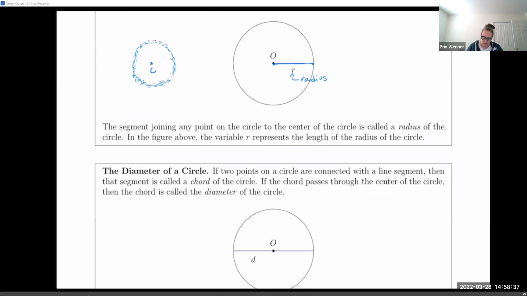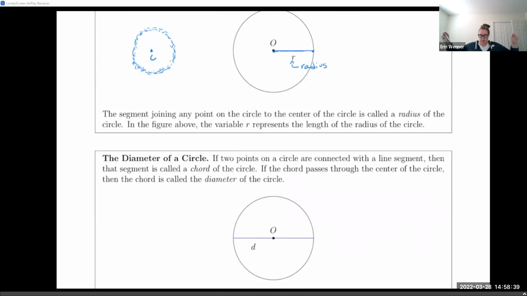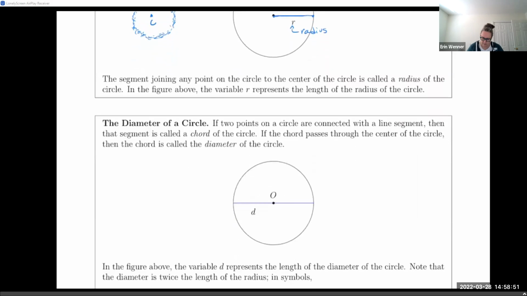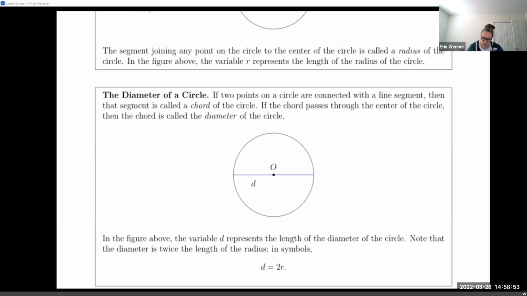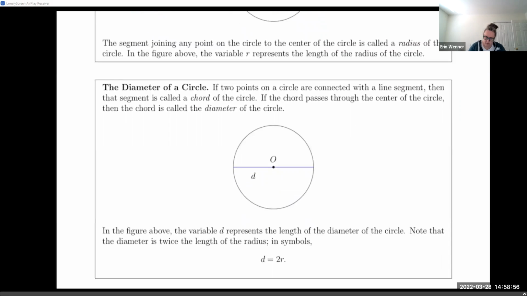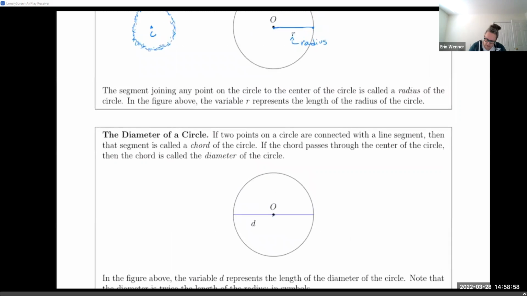The diameter is the distance straight across. And so 2 points in a circle are connected with a line, and the segment is called a chord. However, if that chord passes through the center of the circle, then it's called the diameter of the circle. So one thing to know is, remember from our previous drawing, from here to the edge is called the radius. Therefore, if I have two of them, two radiuses equal the diameter.